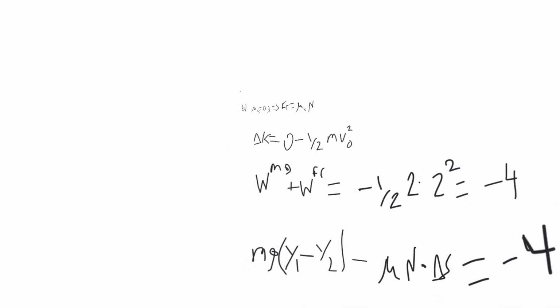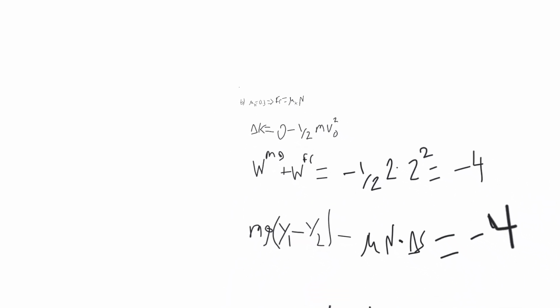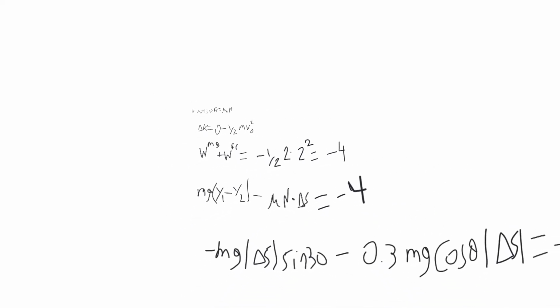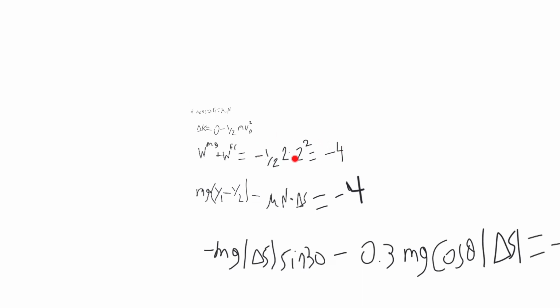To find that, we know that the final kinetic energy is going to be 0 at the top, right? It's going up, it's going to end at 0, and then for the initial velocity, we have half the mass times the initial velocity squared. Then we know that the change in kinetic energy is going to be equal to the net work. So we have two forces doing work that we're working with: the weight force and the friction force. But first we'll find what that equals, using the change in kinetic energy.